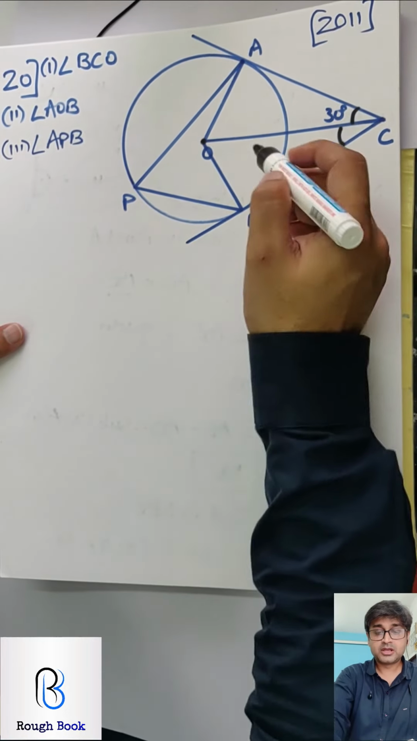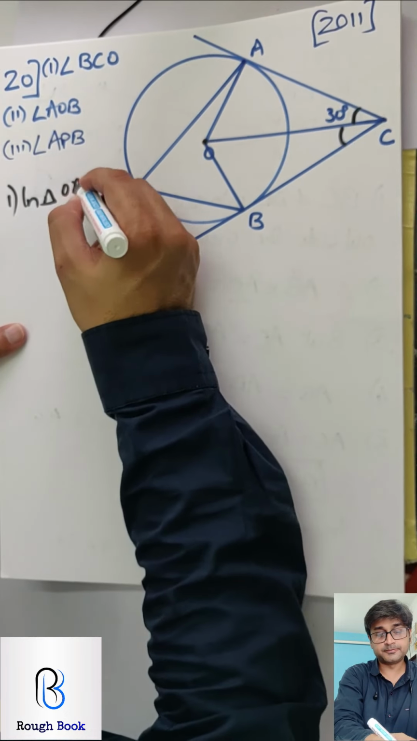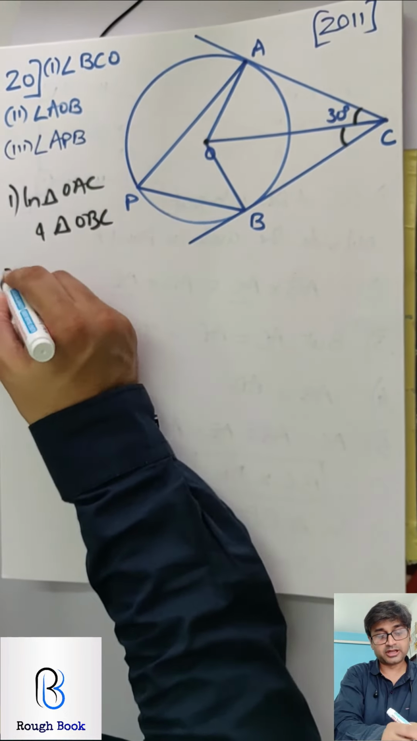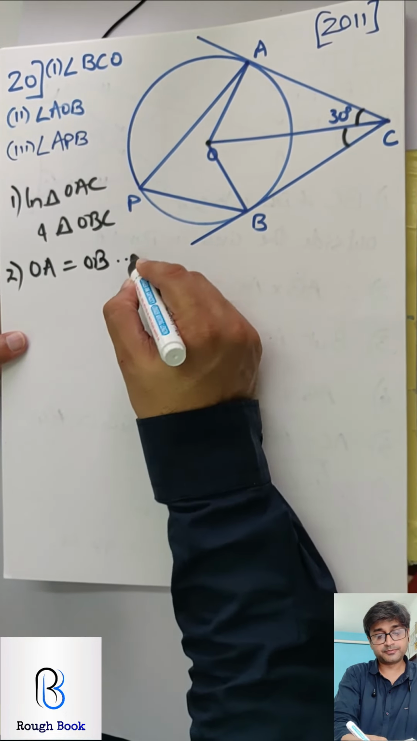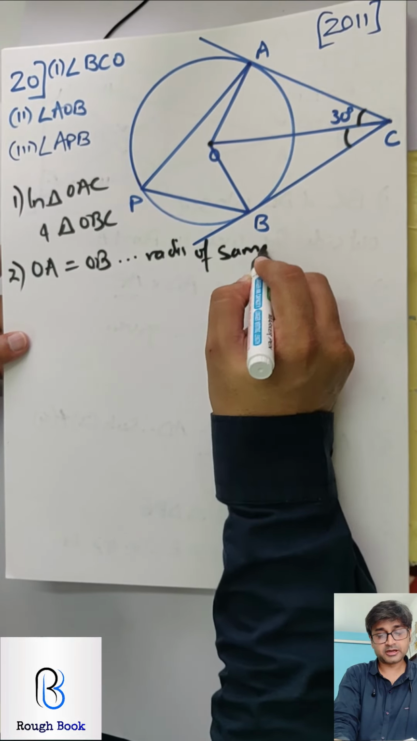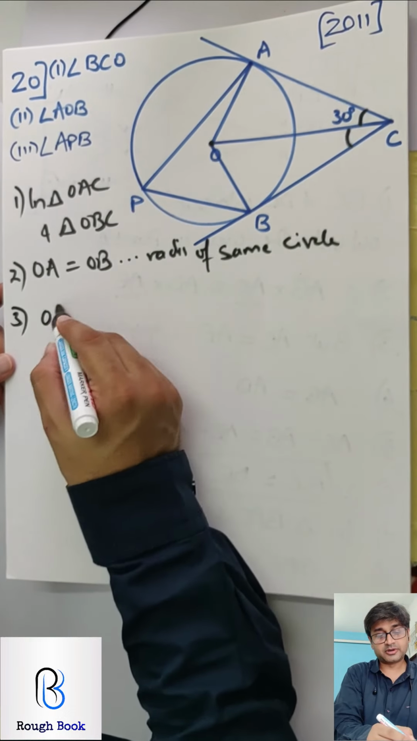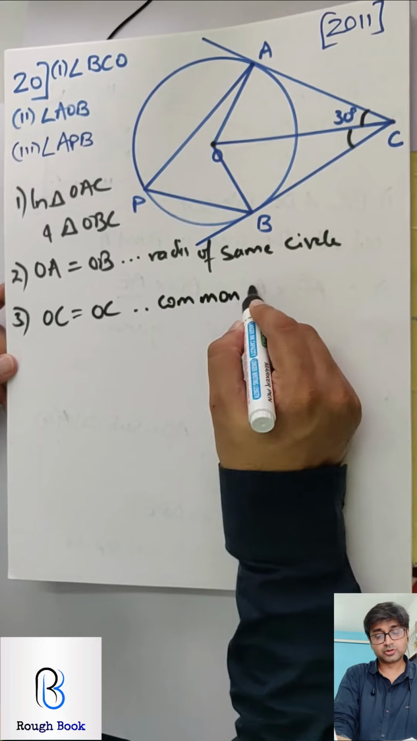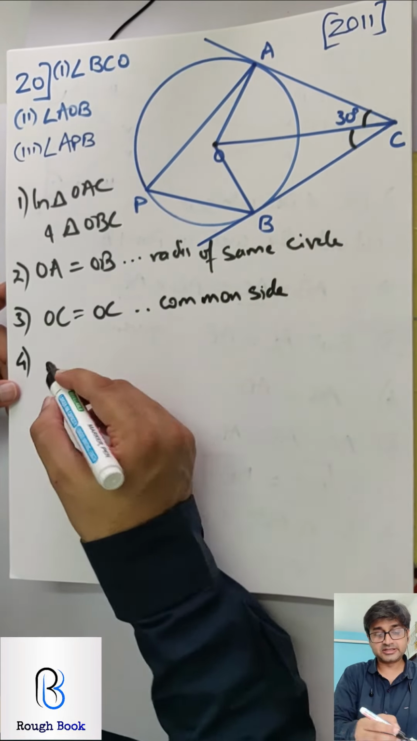Please don't copy. So, step 1. In triangle OAC and triangle OBC, let's see what the parts are. I will say OA equals OB, radii of the same circle. I'm sure the first part you must have got. Even the second part you must have got: OC, common side. So at least 2 parts are sorted. What about the third part now? So AC, BC.